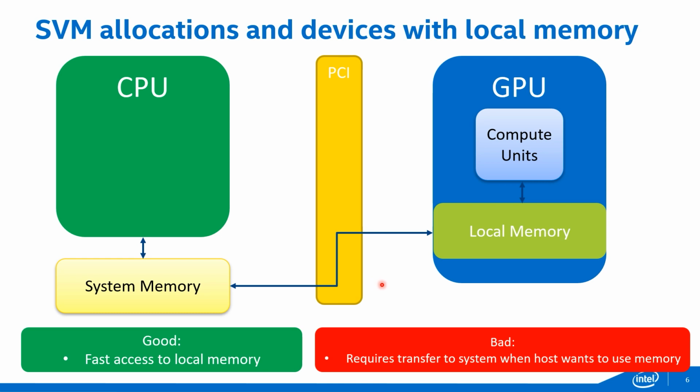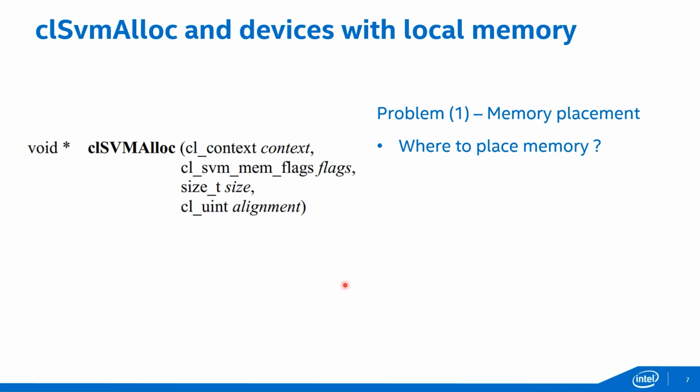Okay, so let's see how APIs help us to achieve what we need. If we look at SVM alloc, it has a context parameter, flags, the size and alignment. But the obvious thing missing here is where to actually place the memory. Should it be in local memory of the device or in host memory? If we place it on the host, we may run into a situation where the host never accesses the memory because a user wanted to allocate a device buffer that would never be accessed from the CPU. So placing it in host memory would be very wasteful.